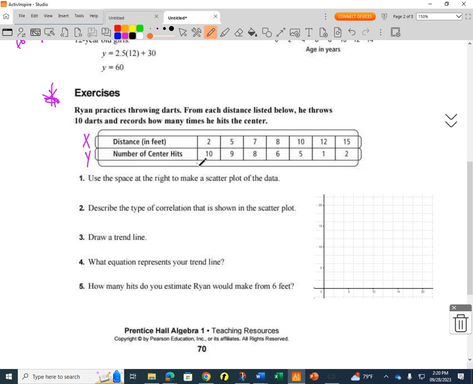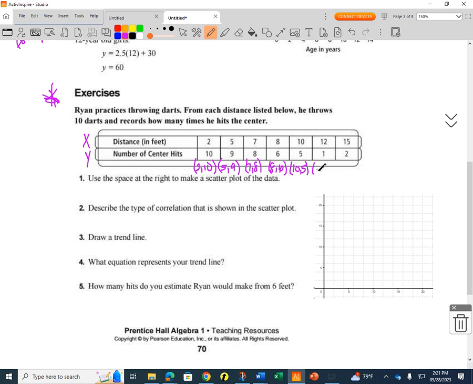The number of times he hits the center depends on how far he is from the target. If he's 2 inches from the target, it makes sense he's going to hit the center of the target more than if he's 20 feet from the target. And so you see the example from his experiment here. So we're going to write these pairs of data as ordered pairs because we want to plot those to create our scatter plot. So the scatter plot represents this set of data from this table that they've given us.